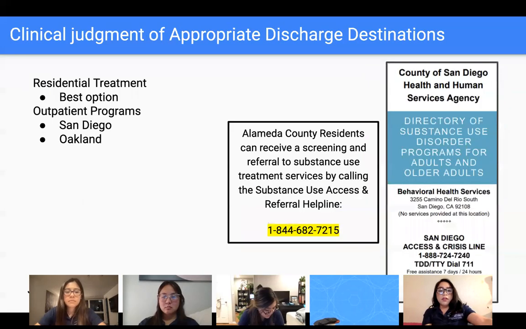So based on her current patient issues, our group would recommend this patient for an outpatient program and a residential treatment. Prior to discharge, we would provide this patient with flyers and brochures to these facilities and encourage her to call these locations for more information. If she decided to enroll herself, she could receive mental health counseling, have the opportunity to meet with psychiatrists and receive medication education, receive aftercare recovery services. I've added information for a directory of substance use disorder programs for adults, the San Diego Access and Crisis Line, and the Alameda Crisis Line.